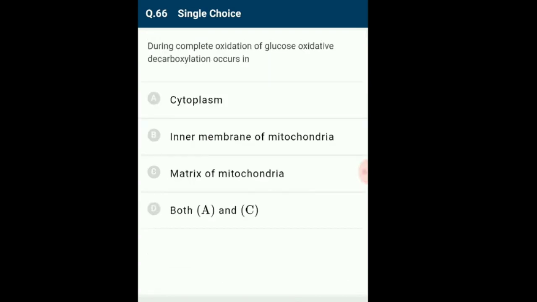Question number 66. During complete oxidation of glucose, oxidative decarboxylation occurs in. During complete oxidation of glucose, oxidative decarboxylation reaction occurs 1 in the link reaction when pyruvic acid is oxidized to acetyl CoA, and the second in the Krebs cycle when alpha ketoglutarate is oxidized to succinyl CoA. Both these reactions occur in the matrix of mitochondria. So the answer is option C, matrix of mitochondria.